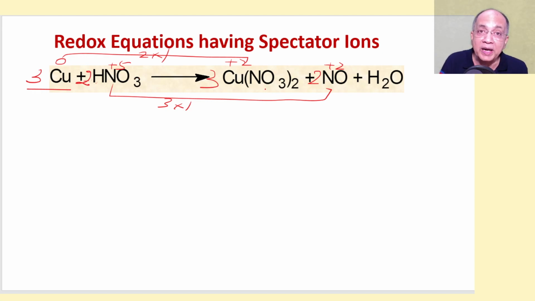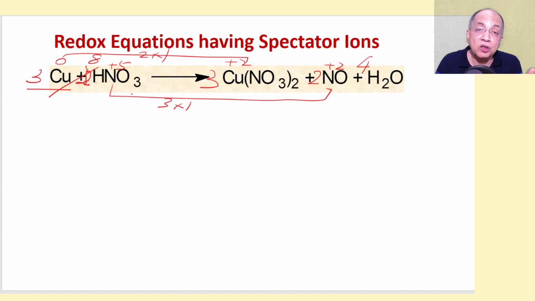But that will be provided by nitric acid. Nitric acid is the provider of the extra nitrate ion and also the spectator nitrate ion, which will make the molecular equation balanced. So the extra nitrate ion 6 will be added to 2, so the final will be 8. Then 8 hydrogen, so you have to make it 4. Then you will find it is a balanced equation.